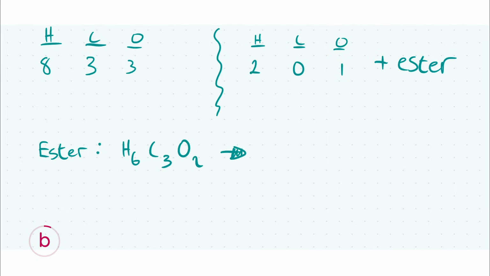Now, if you want to write this in the correct kind of formula shape for an ester, the way we're going to do that is by writing it as HCOOC2H5. This has the same number of hydrogens, carbons, and oxygens. We're just writing it so that it looks a little bit more like an ester that you'd be able to recognize when you're reading the equation.